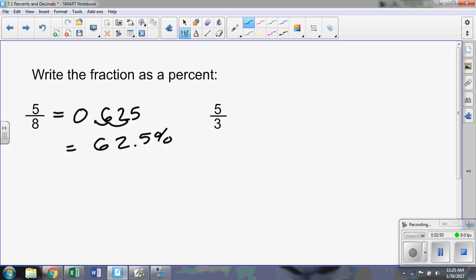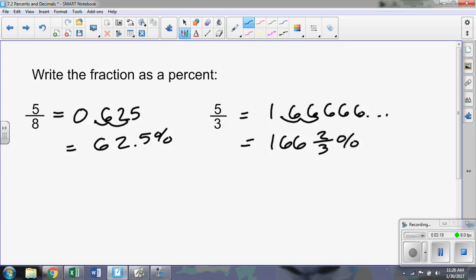For 5/3, 5 divided by 3 equals 1.6666666. And we've got a repeating decimal. So of course, if we go 2 places to the right, that's 166.66666, and so you should know 0.66666 is simply 2/3. 166 2/3 of a percent.